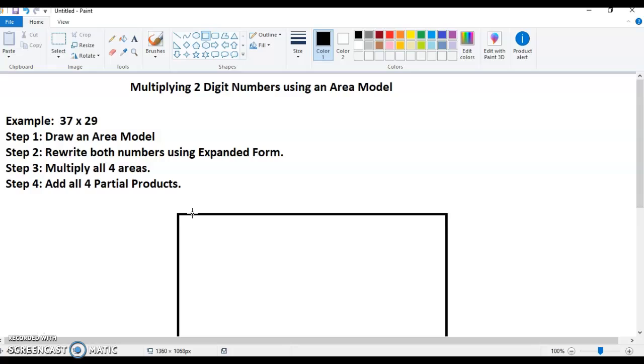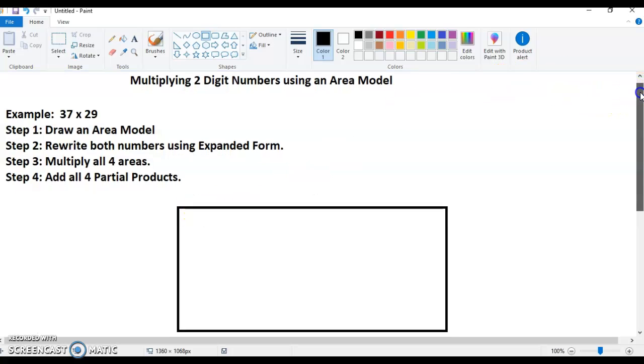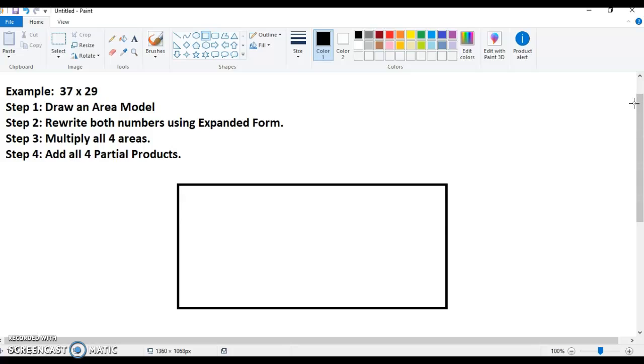In this video, part two, I'm going to show you two different methods for multiplying two-digit numbers. The first one is very similar to the array model. It's called an area model, and it's quite simple. It allows you to take your numbers and break them up into expanded form. And then you just create rectangles again within your larger rectangle. You multiply, find all four areas, and then you just add those together. Those are your partial products to get your final product.